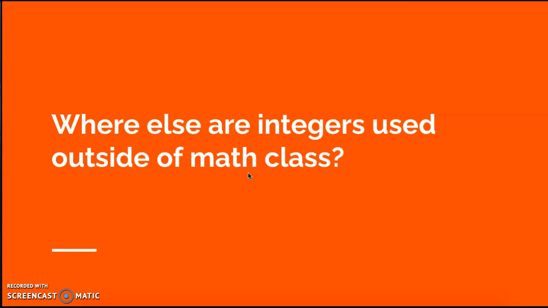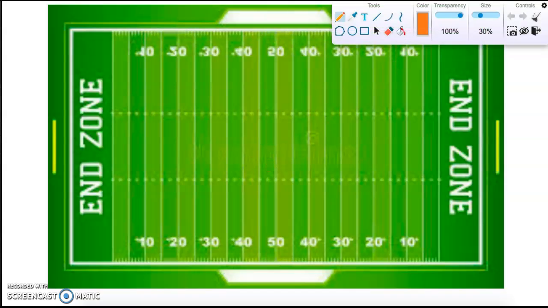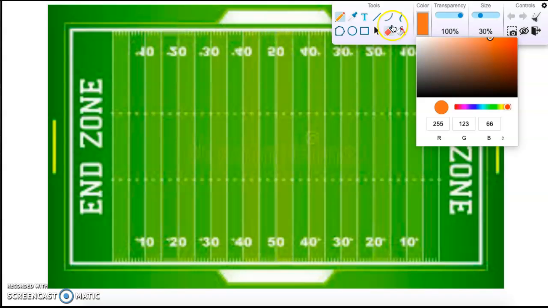Okay, you may have thought of some sports examples. So one that we think of a lot deals with football. And I'm going to do a little bit of drawing on the screen to try to help us explain what this means when we are talking about negative and positive and 0 with football.